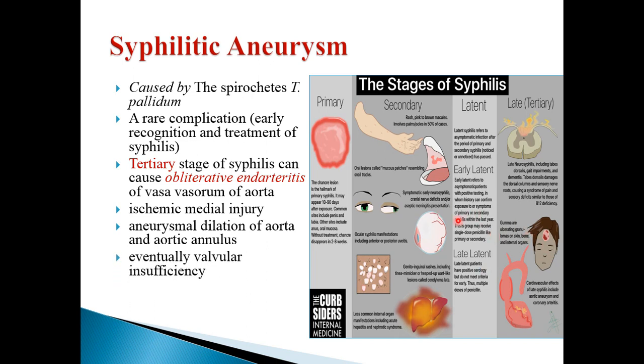The most important parts of the aorta that are involved by this process are the aortic annulus and the ascending part of the aorta. That's why it might lead eventually to valvular insufficiency, aortic valve regurgitation.